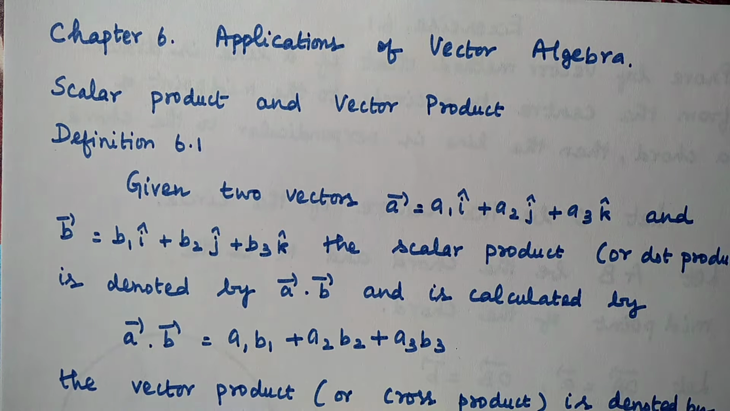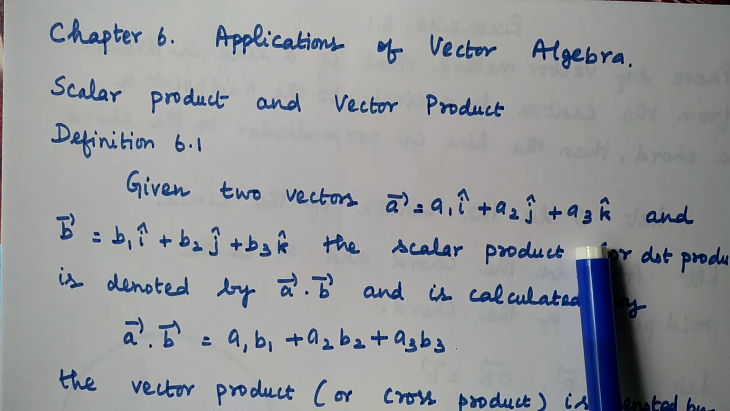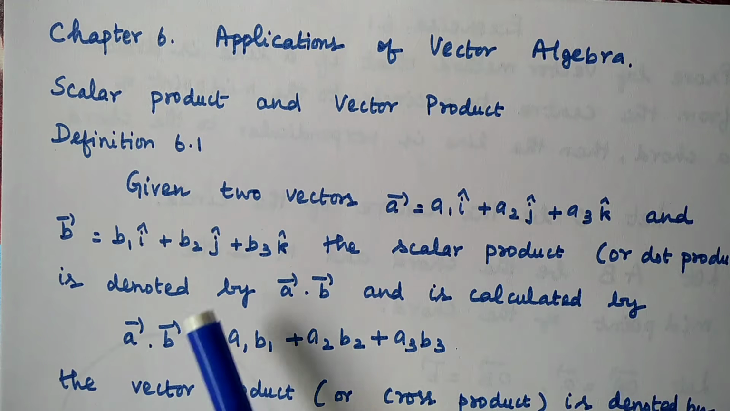Chapter 6 Applications of Vector Algebra. Scalar product and vector product. Definition. Given two vectors a vector equal to a1 i cap plus a2 j cap plus a3 k cap and b vector equal to b1 i cap plus b2 j cap plus b3 k cap.